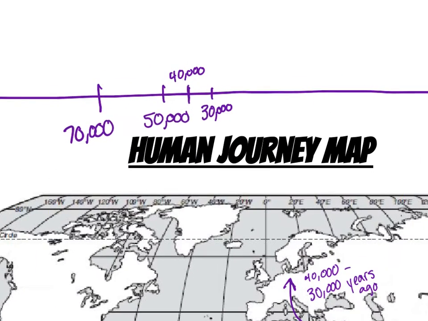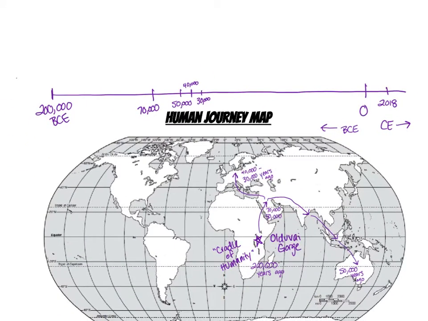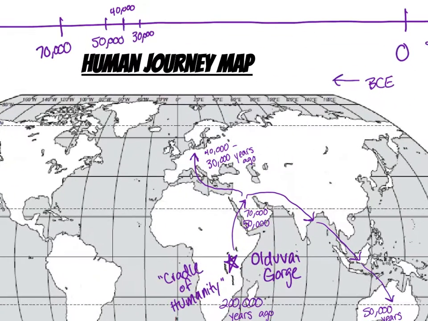Can you see that? Bless you. Okay. Also, people started moving out of the Middle East and they went across the rest of Asia. Okay. So they went through China and up through Russia.